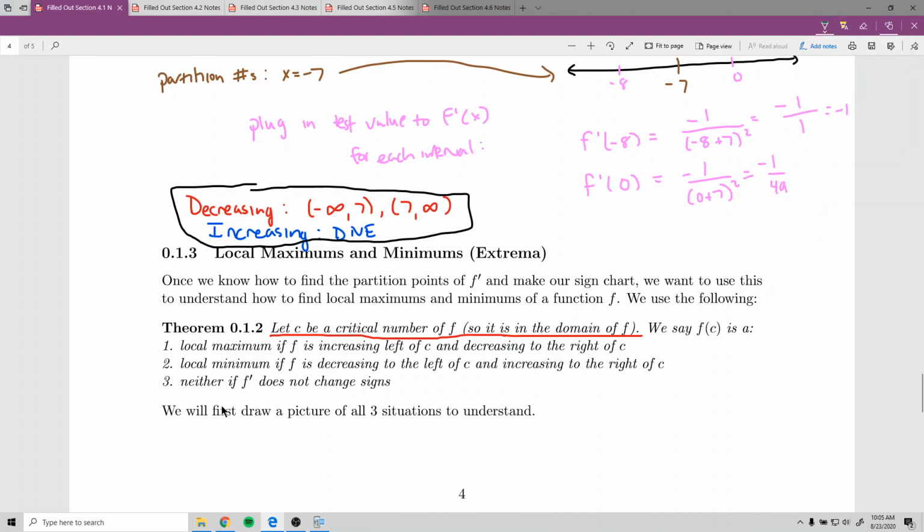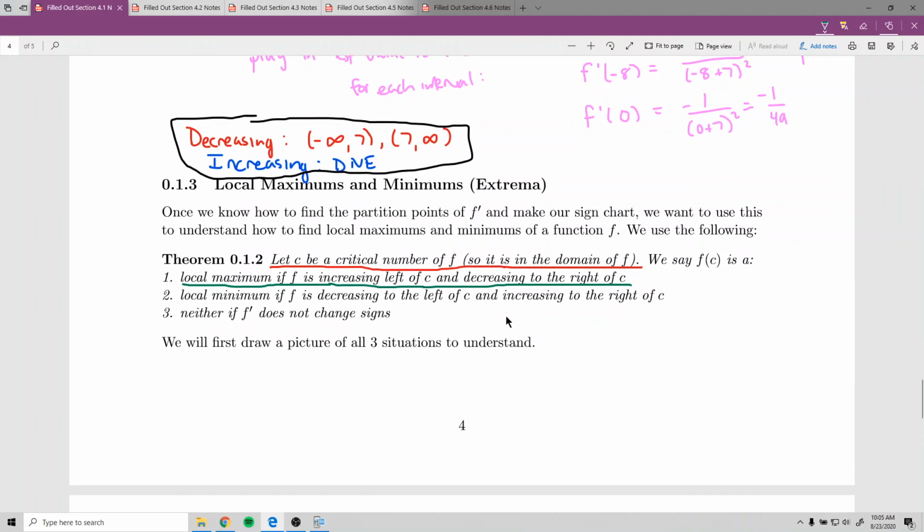We say that f of C is a local maximum. This is the easiest way to word it when we have the sign chart. If it is increasing to the left and decreasing to the right, we say it has a local minimum if it is decreasing to the left and increasing to the right. And if it's not changing sign, so if it's increasing to increasing or decreasing to decreasing, it is neither. Right, but this preliminary step is the most important. If you're dealing with a partition number that's not a critical number, it can't be any of these. It's not going to be a maximum or minimum. So none of these apply.